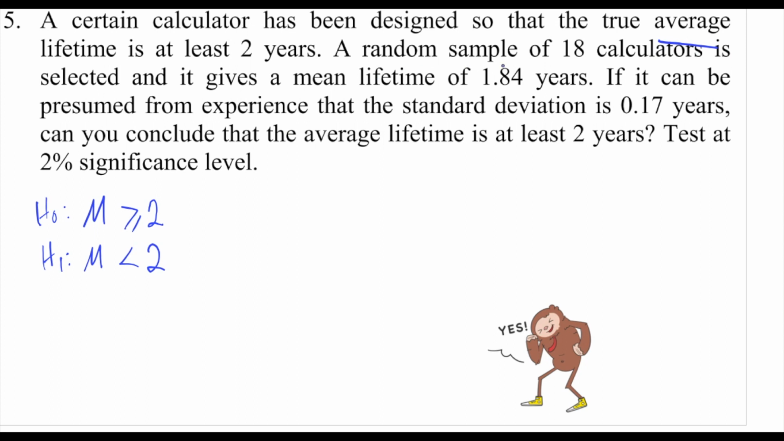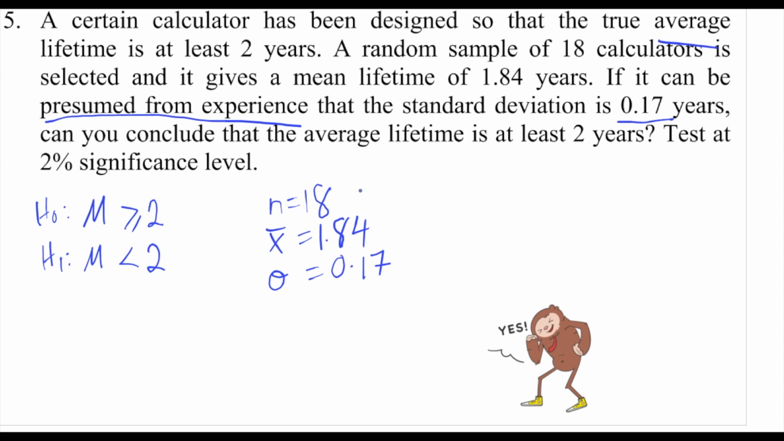What else is provided? A random sample of 18 calculators, where the sample mean is 1.84. Now, the next statement is quite important. If it can be presumed from experience, when we have the words presume from experience, this would be our population standard deviation. So this is sigma, 0.17. Although the sample size is small, because we have the value of sigma, we would be using the standard normal distribution. And so the test statistic would be Z star.